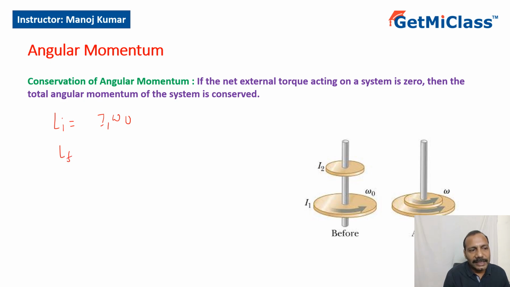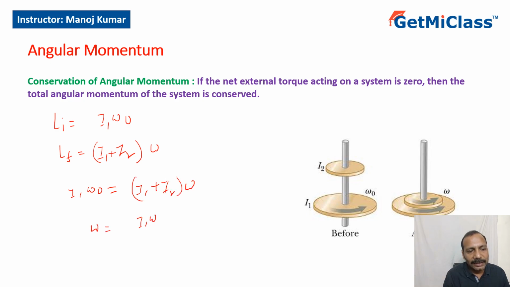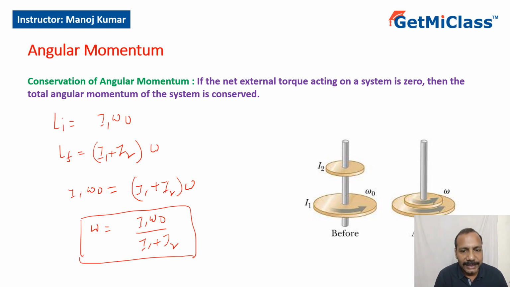Now what is final angular momentum? Both the disks are moving together, so total moment of inertia is I1 plus I2, into omega, where omega is the final angular velocity. If I want to find final angular velocity, I can take I1 into omega naught equal to I1 plus I2 into omega, or omega equals I1 into omega naught by I1 plus I2. In this way, if I know angular velocity before any change has taken place, then I can find the final angular velocity of the system.